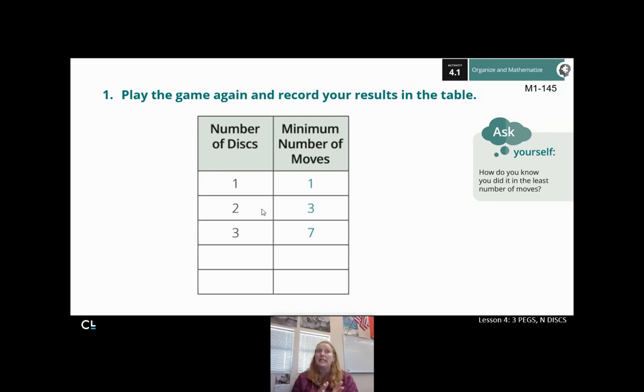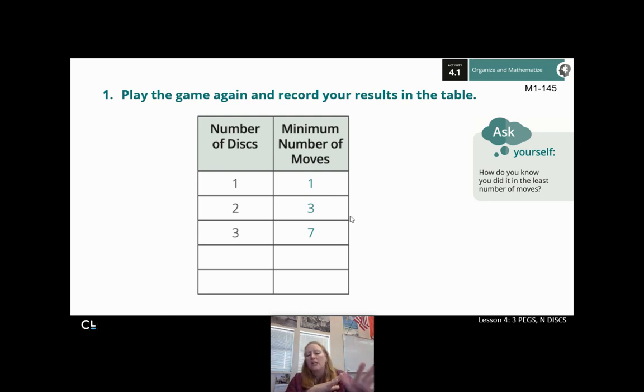For 3 discs, the minimum I could do was 7 moves. I had to take the little one and move it, take the middle one and move it, put the little one on the middle one, move the big one. It took a couple of moves there, but I got there. So it took me 7 moves at least in order to win with 3 discs. So this is what I got so far, just playing around with my discs in my games.